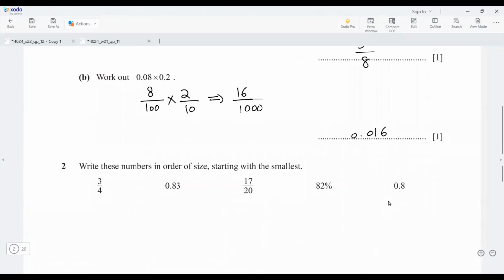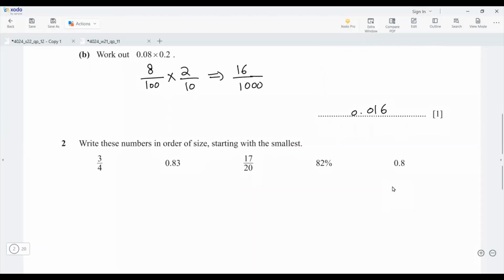So the next question is that we have to write down the numbers in ascending order. How to write the numbers in ascending order? For doing this, we need to convert all of the numbers into the same form. If we want to convert them into decimals, that will be fine. If we want to convert into percentages, that's fine. I'm going to follow the conversion into fractions.